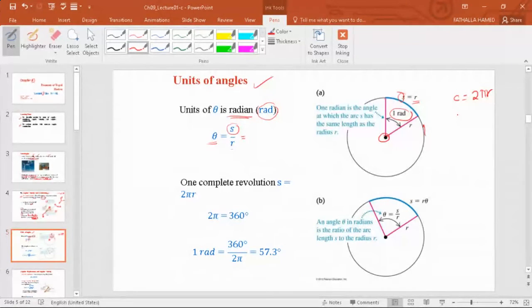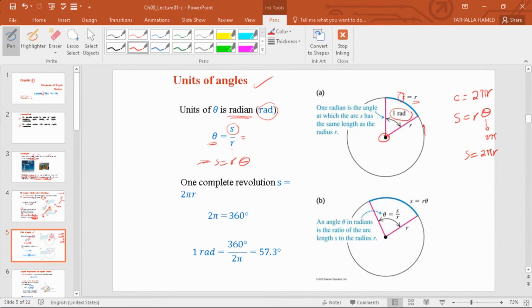Or in general, we can say that S is equal to R theta. And when you go around the full circle, theta will equal 2 pi, and that's why S is going to equal 2 pi r. So in general, we define theta as S divided by R, the arc divided by R, and we measure that in radians. So it's equivalent to saying that S is equal to R theta.